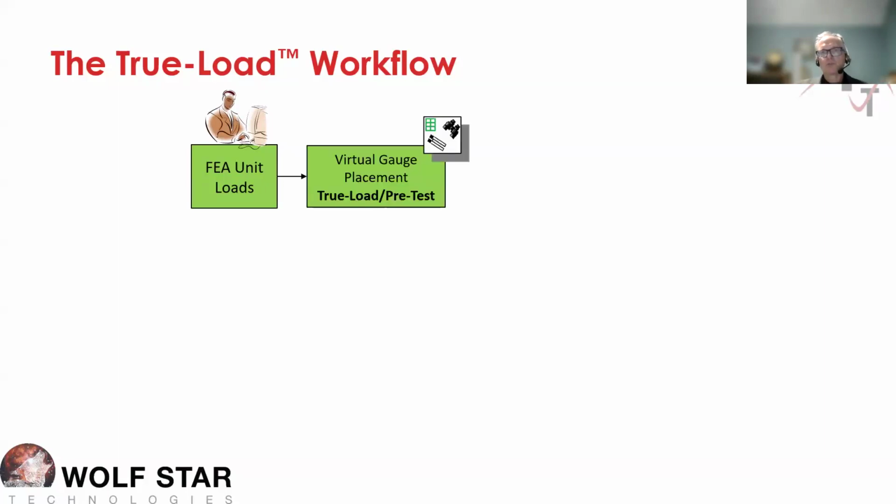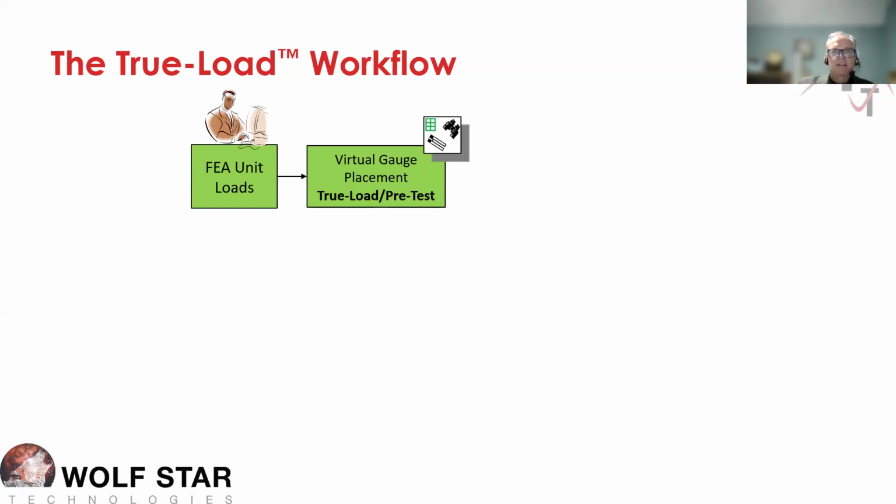And then you launch the TrueLoad pretest software. The pretest software is going to look at all the strain results for all of those unit load cases and then come up with the optimal strain gauge placement for you. We'll show you the optimal strain gauge placement. And then we've got tools in the software that allow you to reposition and reorganize where the strain gauges are laid. You want to make sure gauges are kind of parallel and perpendicular to edges. You want to make sure they're not being blocked by shielding and things like that. So we're going to give you tools to move the gauges around.